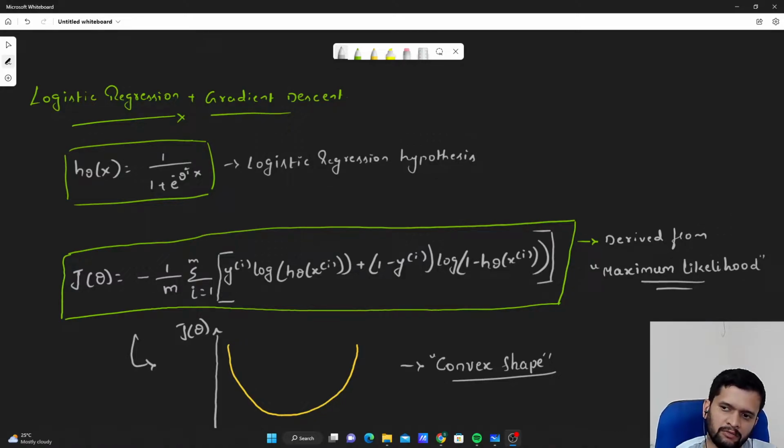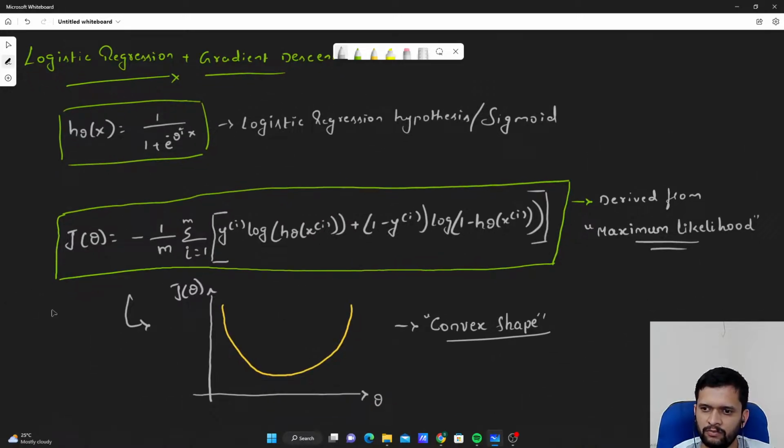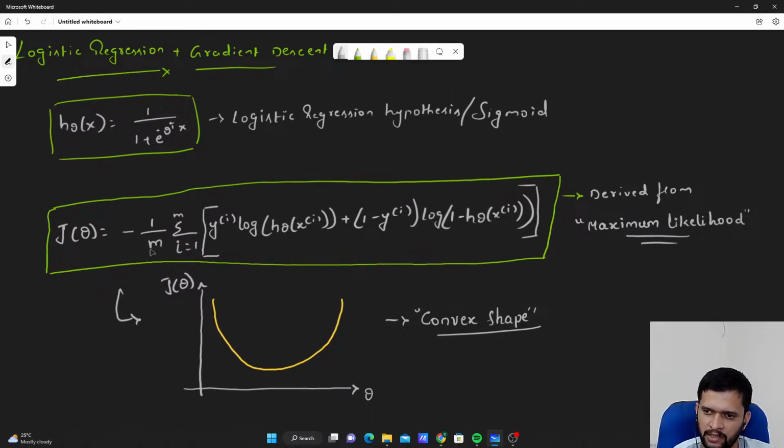Here I have written down the hypothesis for logistic regression. This is also called the sigmoid function. It is given by 1 by 1 plus e to the power minus theta transpose x. Now the cost function for logistic regression is minus 1 over m summation from i equal to 1 to m, yi into log of h theta of xi plus 1 minus yi into log of 1 minus h theta of xi. This is the cost function for logistic regression, and it is derived from the principle of maximum likelihood.